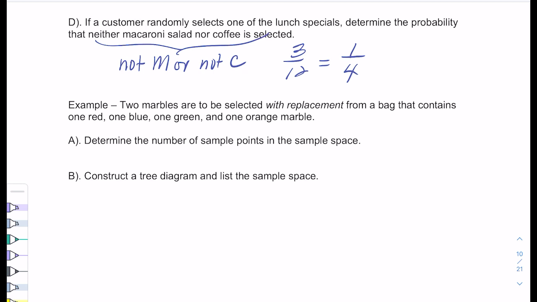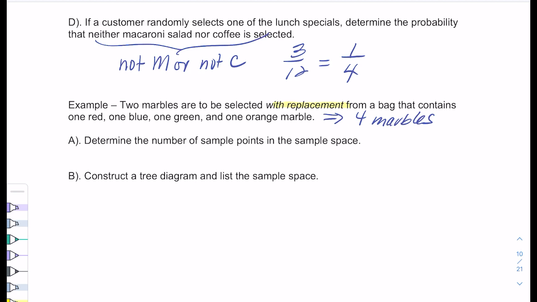In the next example, 2 marbles are to be selected with replacement, so that's important, from a bag that contains 1 red, 1 blue, 1 green, and 1 orange marble. So we know that's a total of 4 marbles in a bag, and you're choosing 2 marbles, but you're replacing it. So you pick one, you put it back in. How many different sample points are in the sample space?